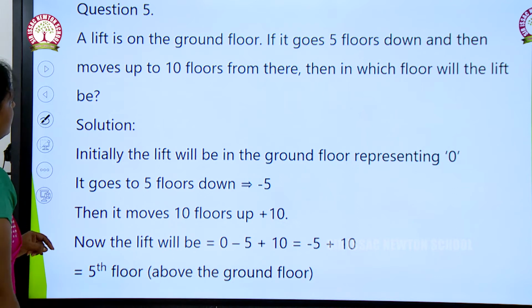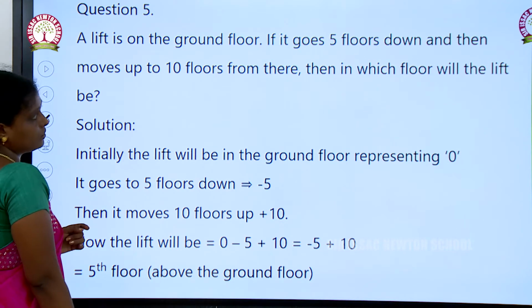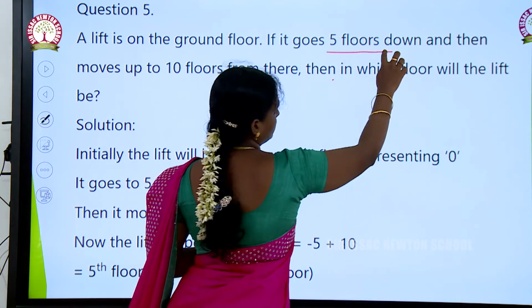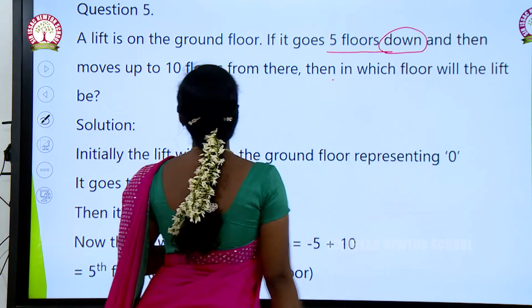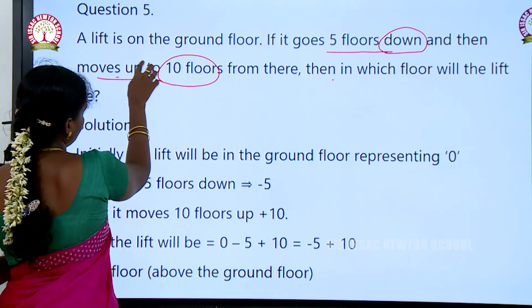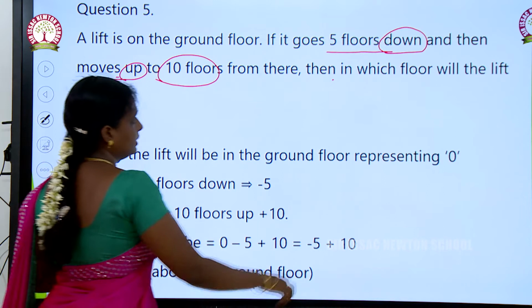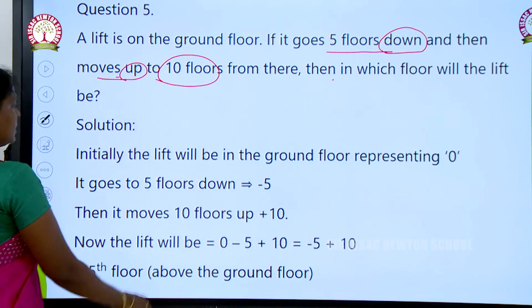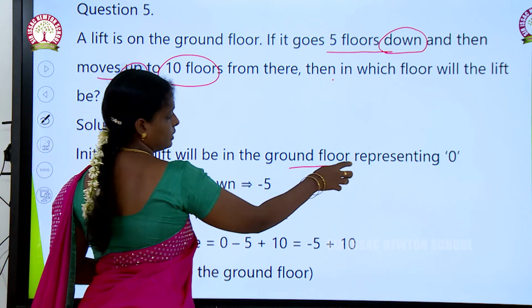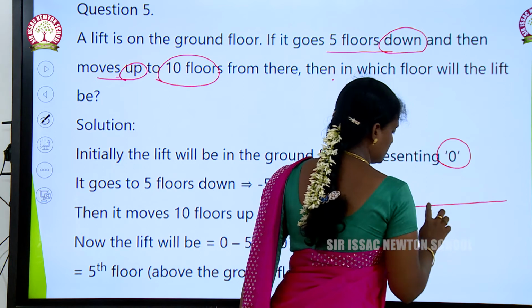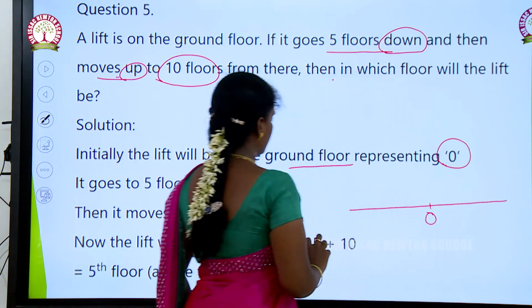Question number 5. A lift is on the ground floor. If it goes 5 floors down and then moves up 10 floors from there, then in which floor will the lift be? So initially the lift will be in the ground floor, okay, which represents 0. The number line also represents 0, okay.